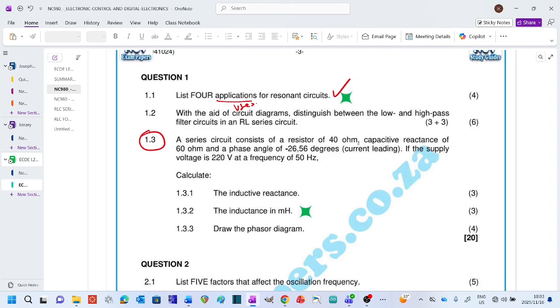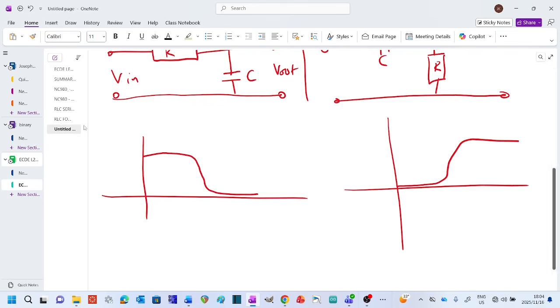1.3: a series circuit consists of a 40 ohm resistor and a capacitive reactance. Here they gave us a capacitive reactance XC of 60 ohms, and a phase angle of minus 26.56, with the current leading. The voltage is 220 volts at a frequency of 50 hertz. So let's go to a new page and do this.